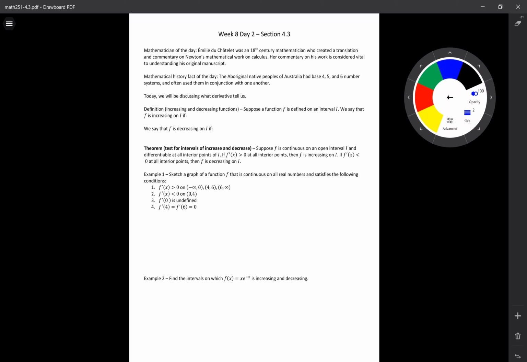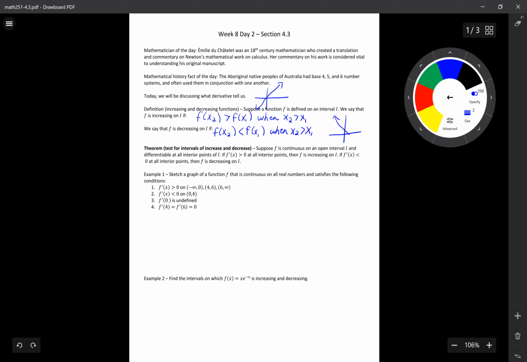We say that f is increasing on I if f of x2 is greater than f of x1 when x2 is greater than x1. This is just, as we know, increasing, just like that. That's an example of increasing. And we say that f is decreasing if f of x2 is less than f of x1 when x2 is greater than x1. So that's just any sort of decreasing function.